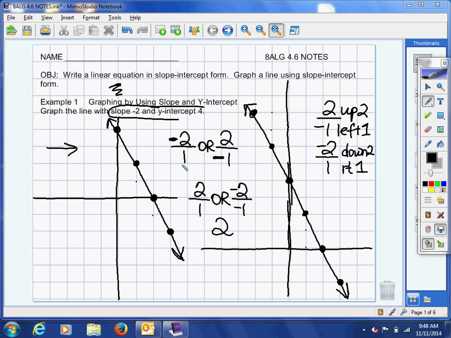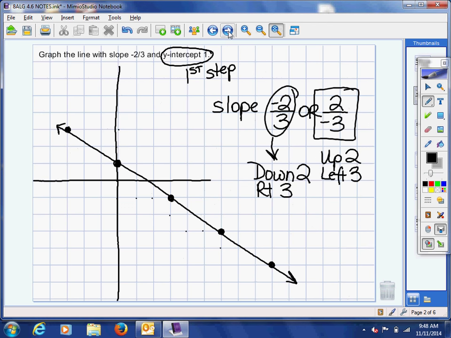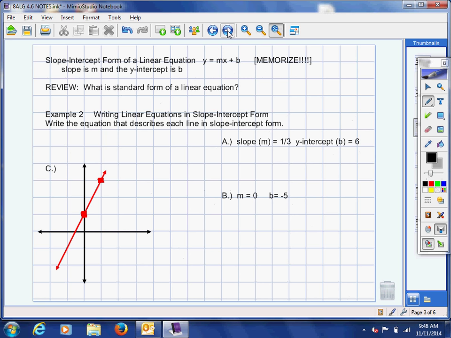Remember, in our last video, we graphed using slope and y-intercept. So I showed you how to write the slope two different ways. We did a couple of examples. So let's flip to that next page where it starts at the top, slope-intercept form of a linear equation. And yes, I need you to memorize this form.